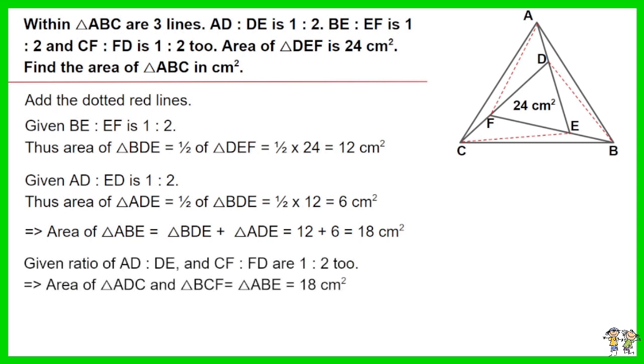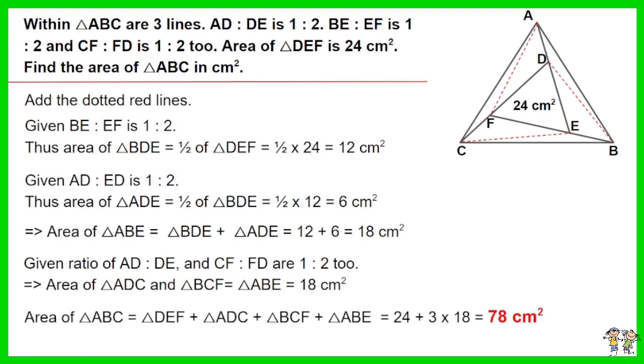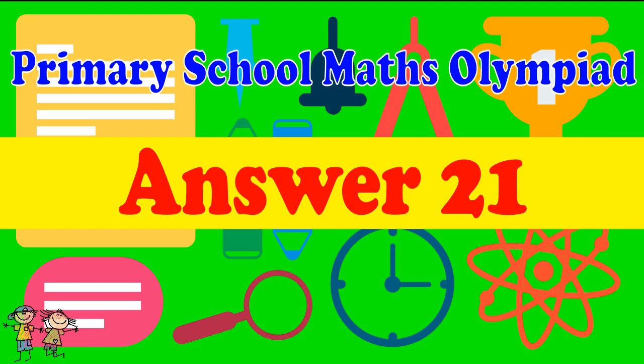Given the ratio of AD to DE and CF to FD are 1 to 2 too, as such the area of triangle ADC and triangle BCF equals triangle ABE equals 18 centimeters square. The area of triangle ABC equals triangle DEF plus triangle ADC plus triangle BCF plus triangle ABE equals 24 plus 3 times 18. The answer is 78 centimeters square. Answer for question 21.